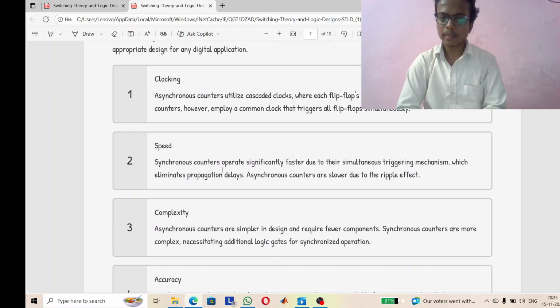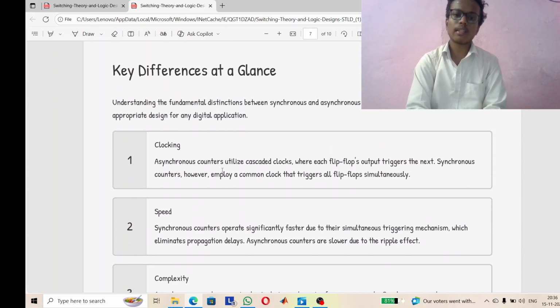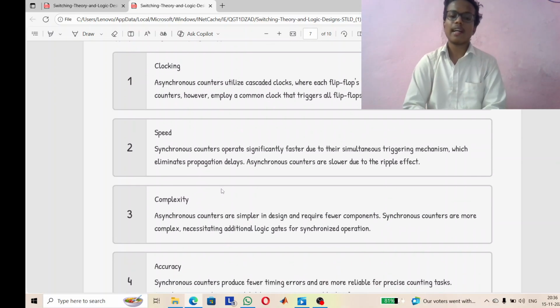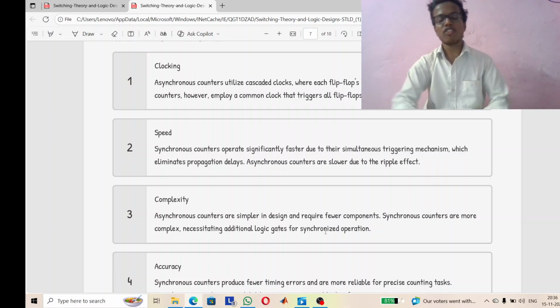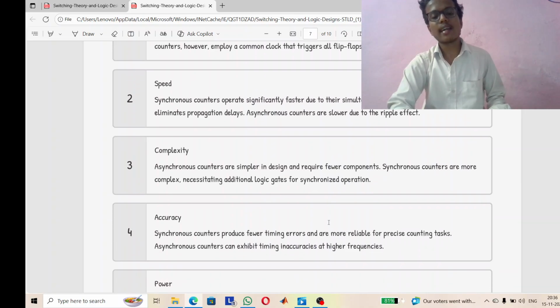The third difference is complexity. Asynchronous counters are simpler in design and require fewer components. Synchronous counters are more complex, necessitating additional logic gates for synchronized operation. And the next one is accuracy.